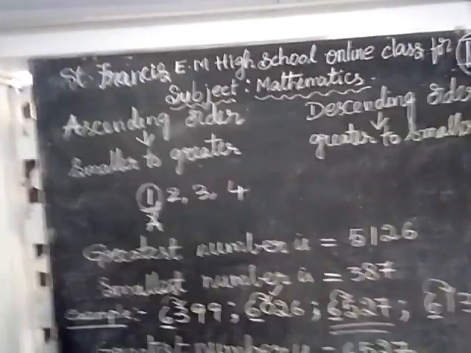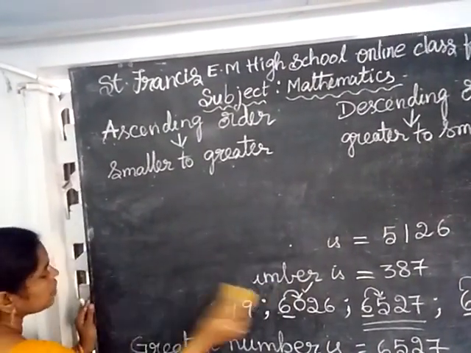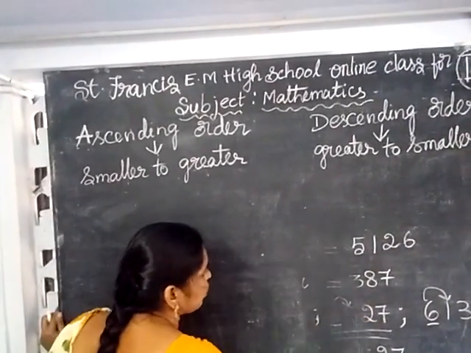Clear, children? Now, we will arrange the numbers in ascending order. See, I will take one example.